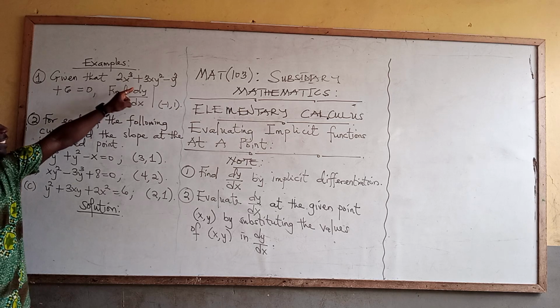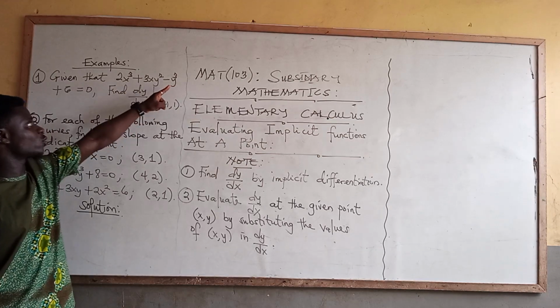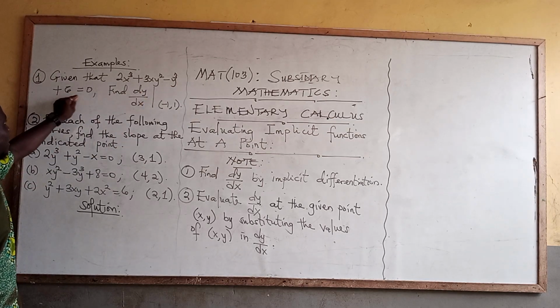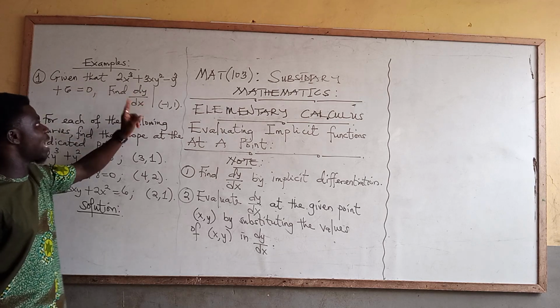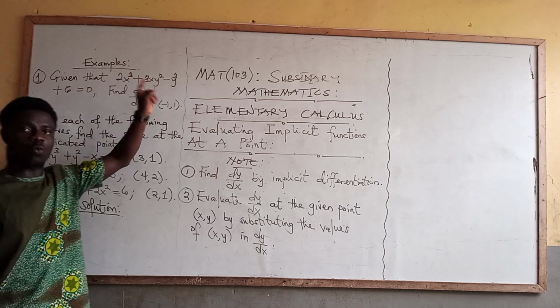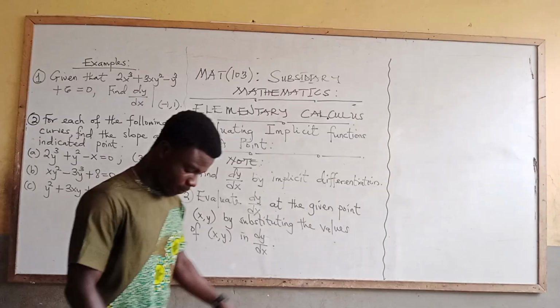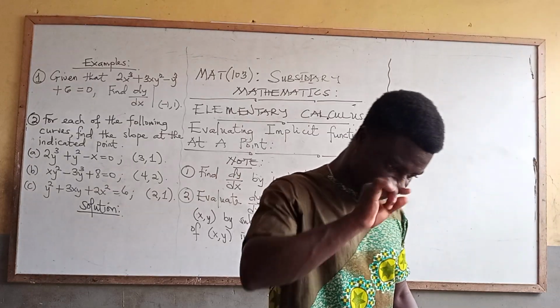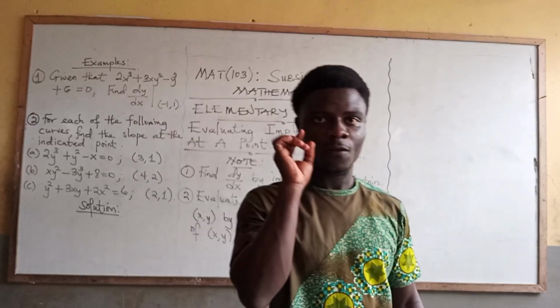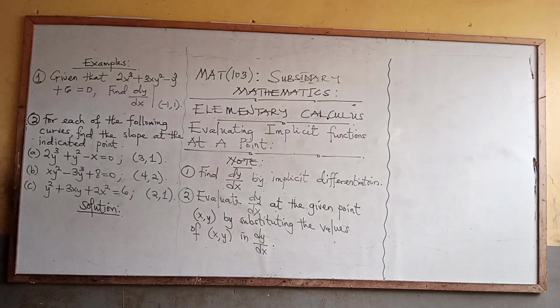Given that 2x cubed plus 3xy squared minus y cubed plus 6 equals 0, find dy/dx at (-1, 1). So this is your x value and this is your y value. So we have to find dy/dx. So let's see, by implicit differentiation.